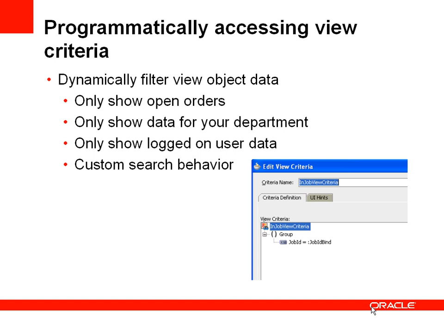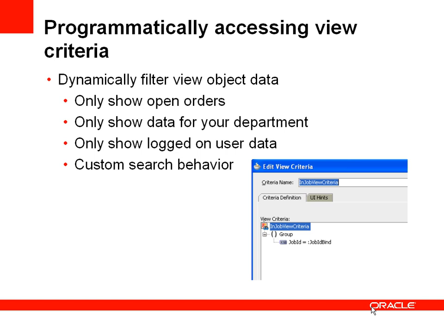So first of all, what's a view criteria? Well, a view criteria is a predefined filter that can be applied to a view object, which essentially affects your where clause. Now, why would you want to programmatically access a view criteria?